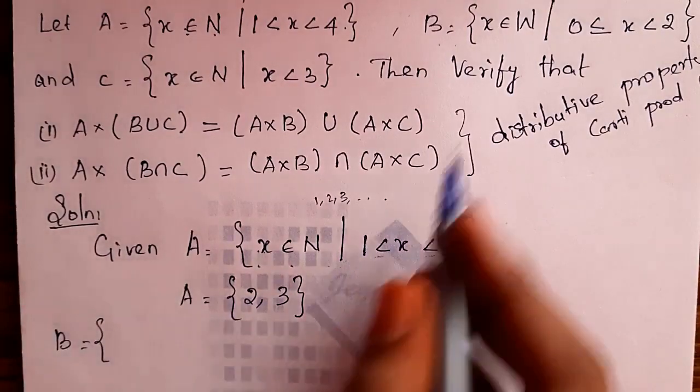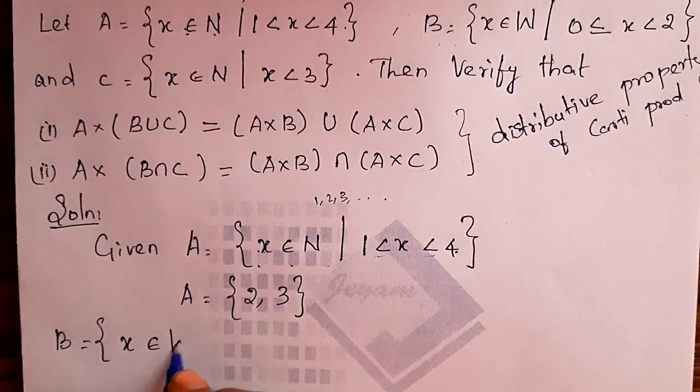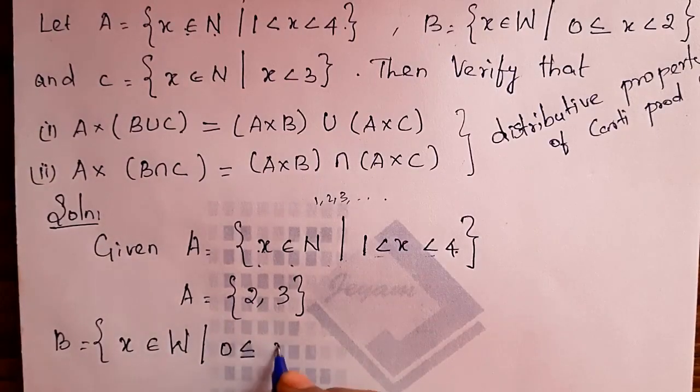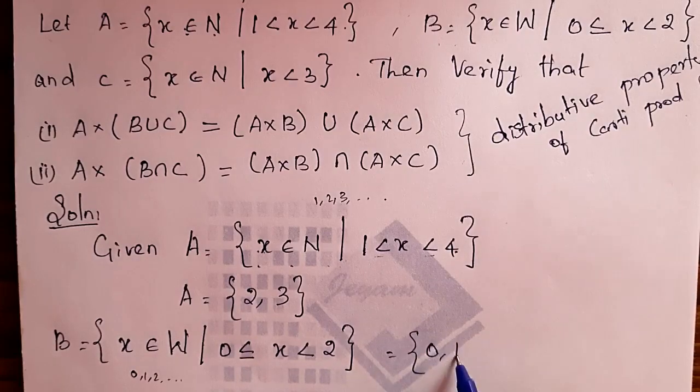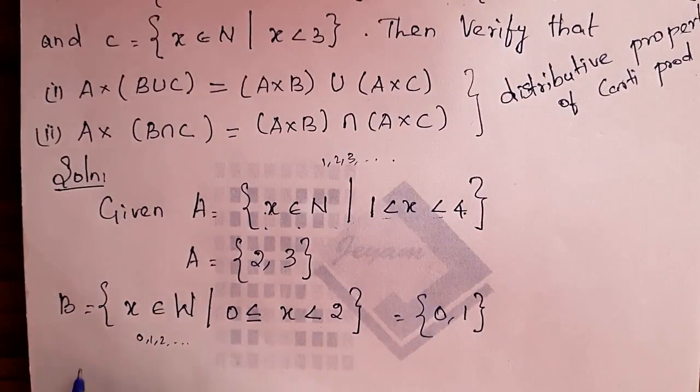B equal to the set of all x belonging to W such that 0 is less than or equal to x less than 2. Now they given x belongs to W. W means whole numbers, starting from 0, 1, 2, 3, etc. Our element x is in between 0 and 2. Also we can include 0 because we have the equal to symbol. That is 0, 1. Shall we include 2? No. That's all. Then we can write C.